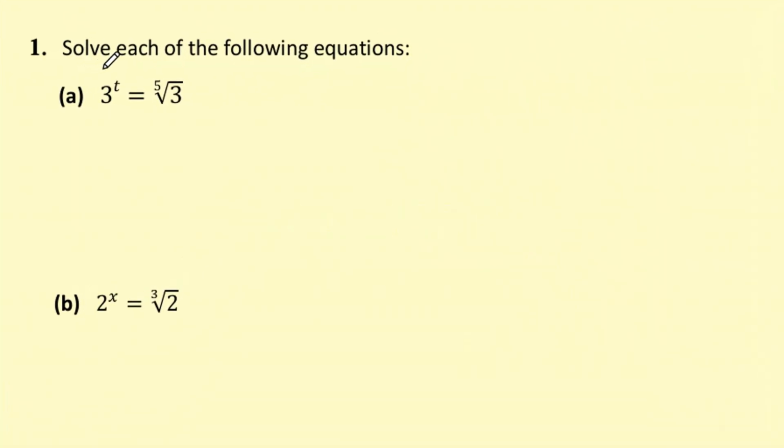So in question 1a here, we have to solve this equation. 3 to the t equals the fifth root of 3. In solving this equation, we're going to use this exponential law. The nth root of a equals a to the 1 over n. In other words, we can rewrite a surd in exponential form by using this law. So we're going to apply this law to the right-hand side of the equation.